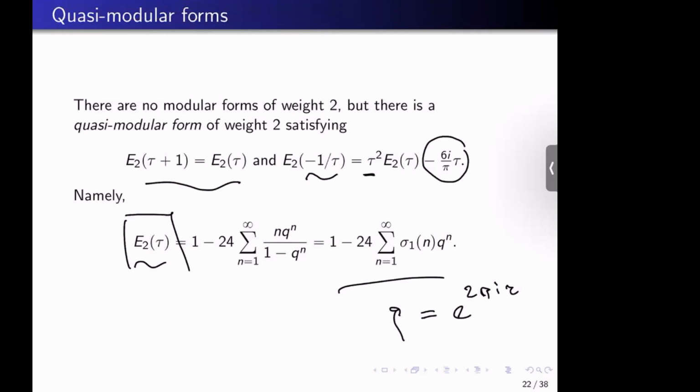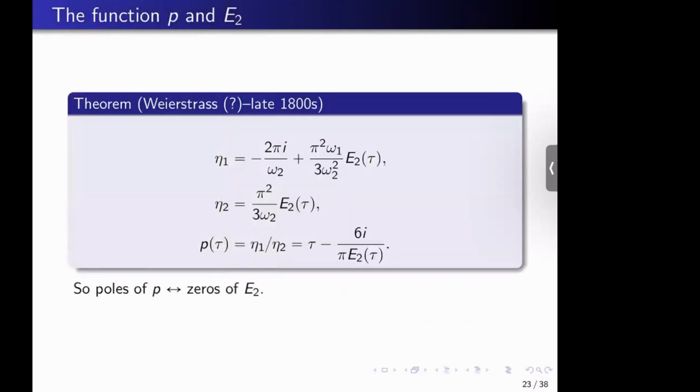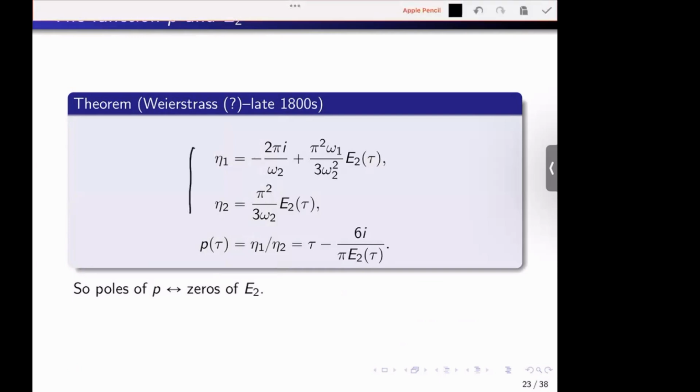Number theorists study this a lot. Actually, one of my colleagues, Bill Duke, says that this is his favorite function in mathematics, this E2. Okay, so let's move on here. So why am I introducing these functions? Well, the reason is analytically, it's very simple to somehow express my etas in terms of this quasi-modular form E2. And these are the basic formulas here.